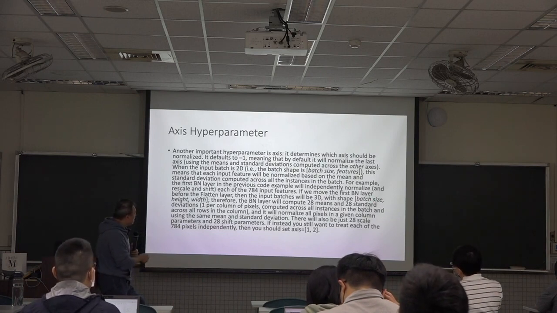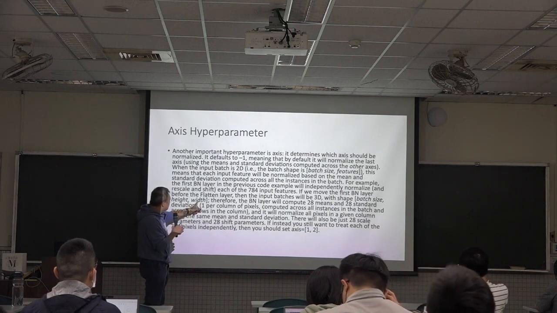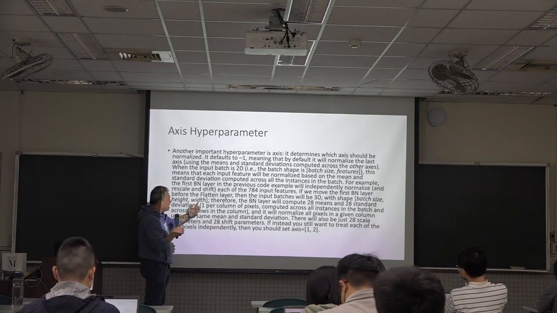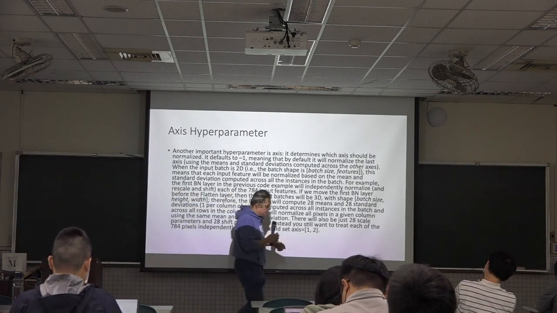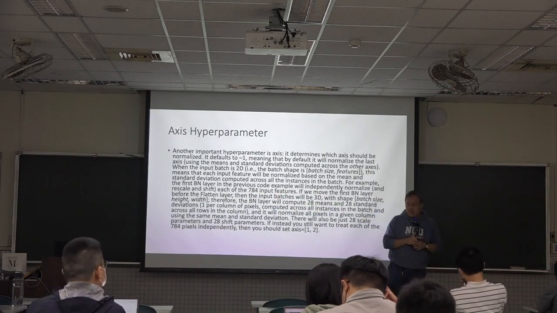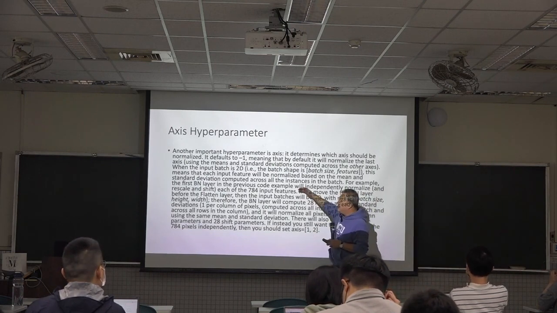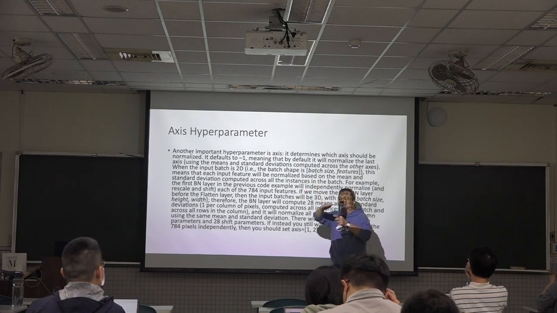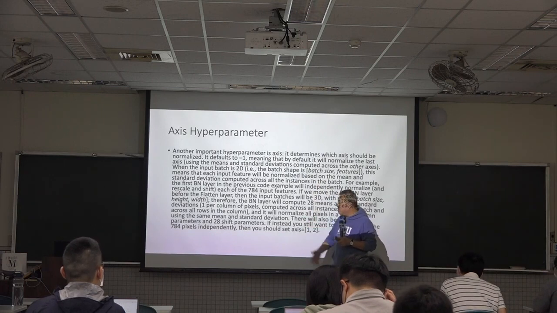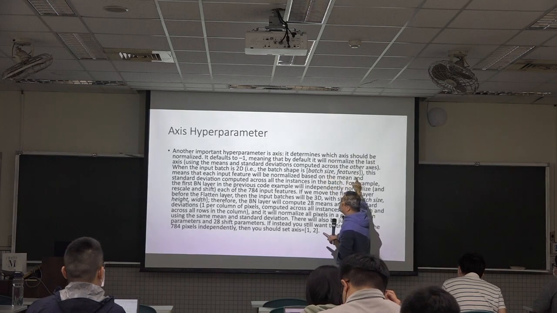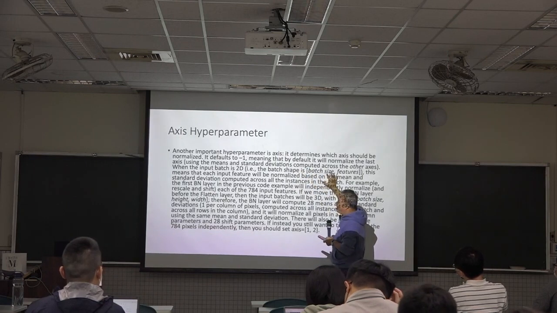If that's the case, then -1 means you are going to do the normalization over the width dimension. Assuming that we are using the Fashion MNIST data set, in our example, we flatten it into 784 independent features. So it's going to be something like batch size by feature, so we just use the default axis hyperparameter without any problem.